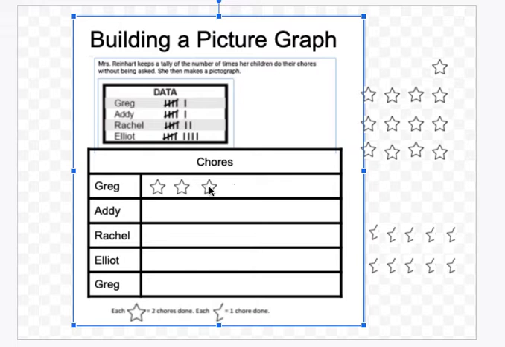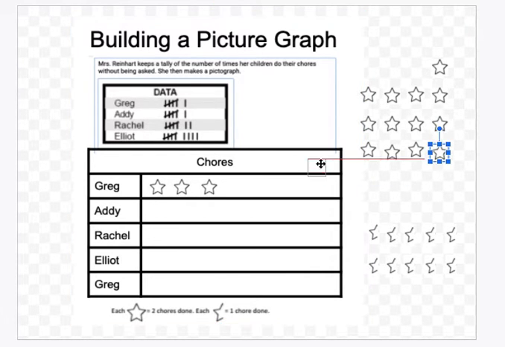What if Greg had 7? What if Greg had 7 tallies in his chart? If there were 7 there. Well, we have 2, 4, 6. We can't put another one of these. That would mean that he did 8 chores, but he didn't do 8. He only did 7. So what we would do is we would come grab one from down here and then drag it up to the picture graph.